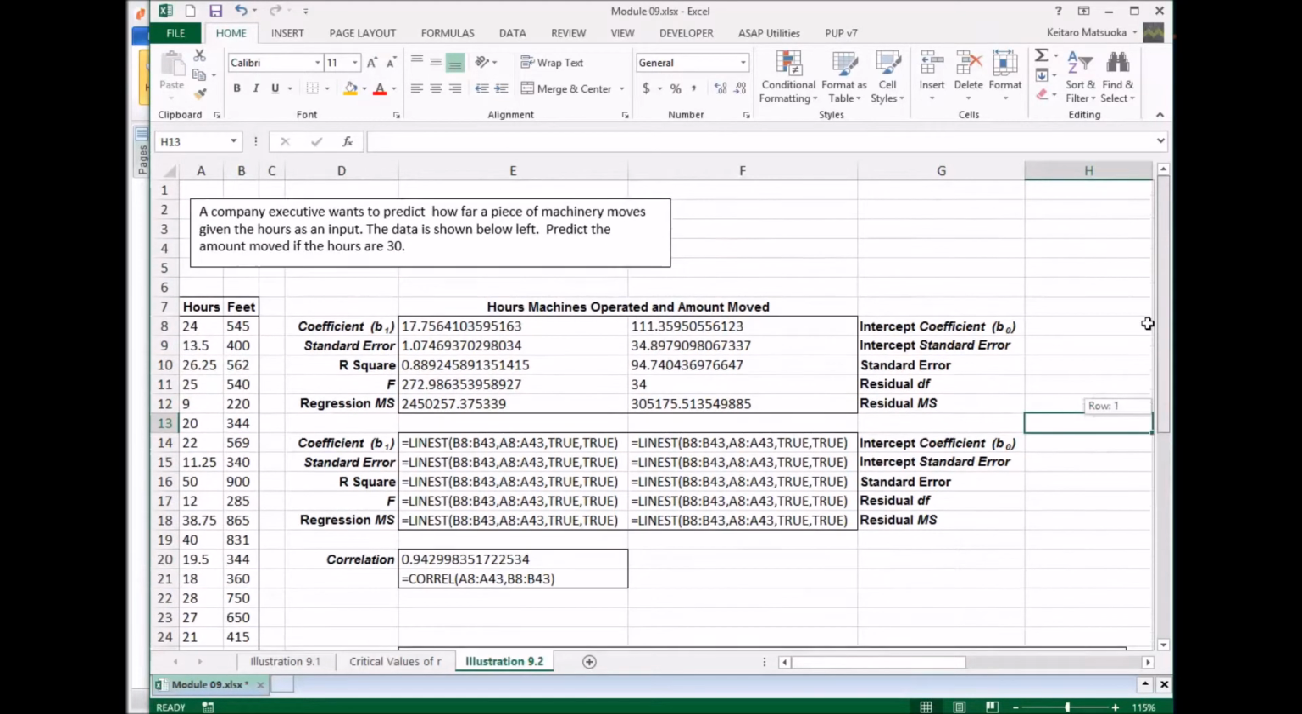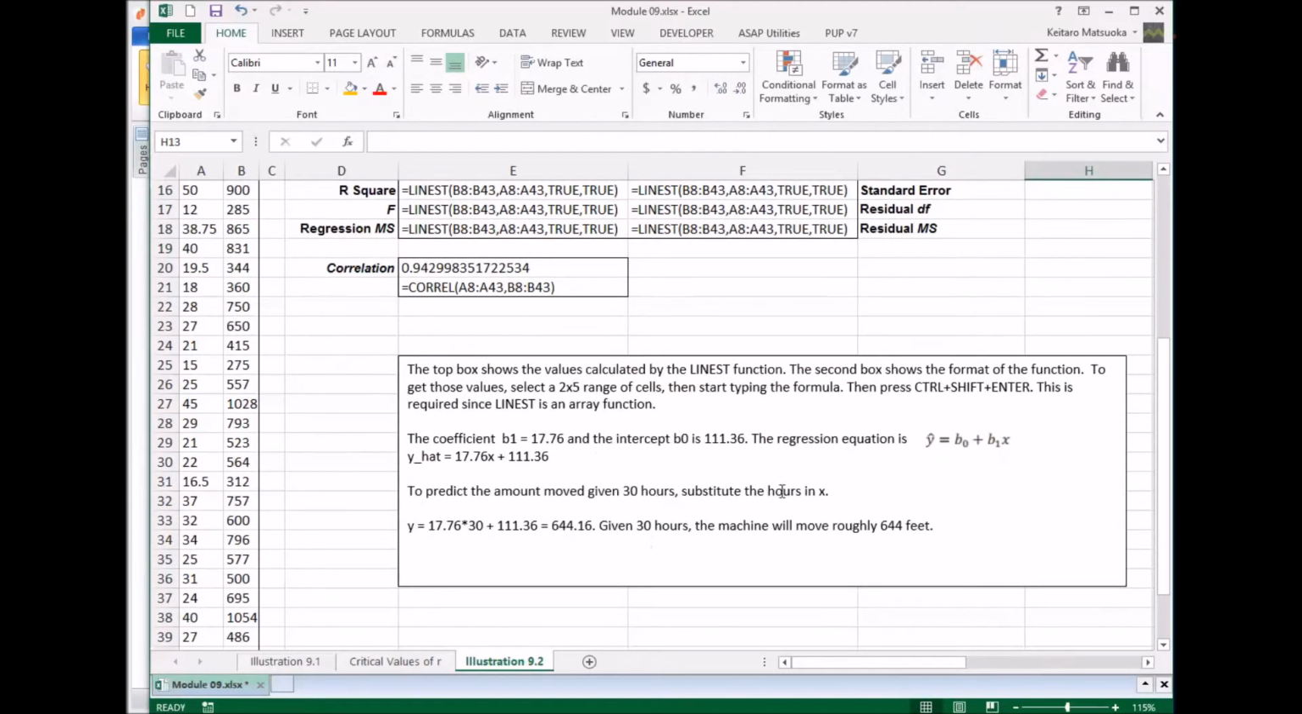For the second part, you have to predict the amount moved if the hours are 30. So let's use the regression equation to figure that out. The 30 will be the value of x. So what we do is plug that into x here. Manually calculating 17.76 times 30 plus 111.36 will give you 644.16. That means we predict that given 30 hours, the machine will move approximately 644 feet. So that's how you do the prediction.